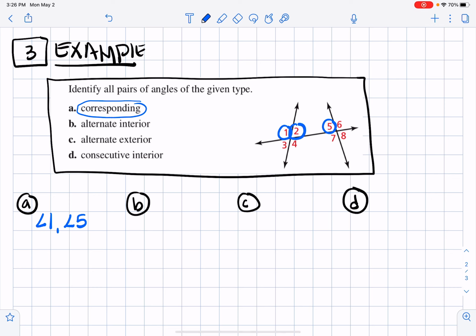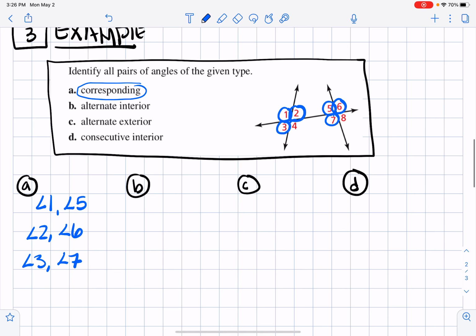Angle 2 is going to correspond with angle 6. Angle 3 corresponds with angle 7. And lastly, angle 4 corresponds with angle 8, all right? So those are all the corresponding angles in blue for you, all right? And then I'll erase these so we can start over with a different color.